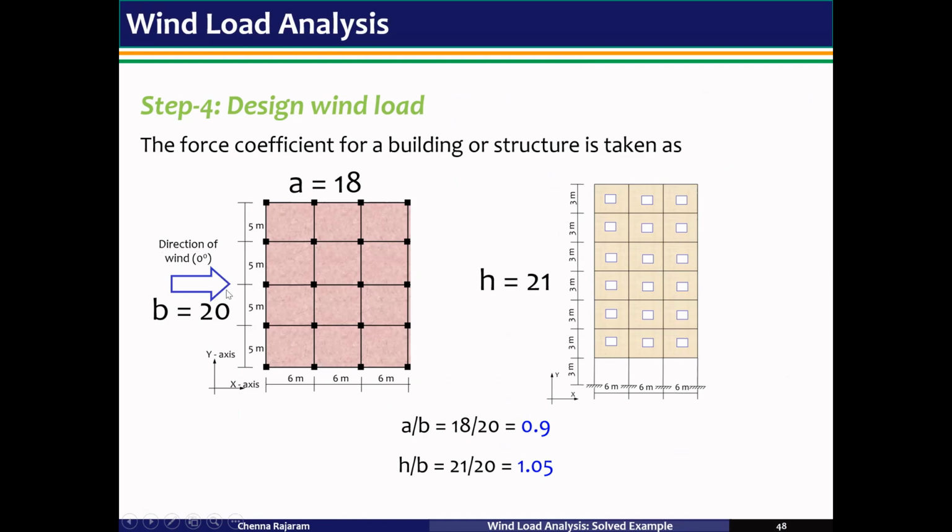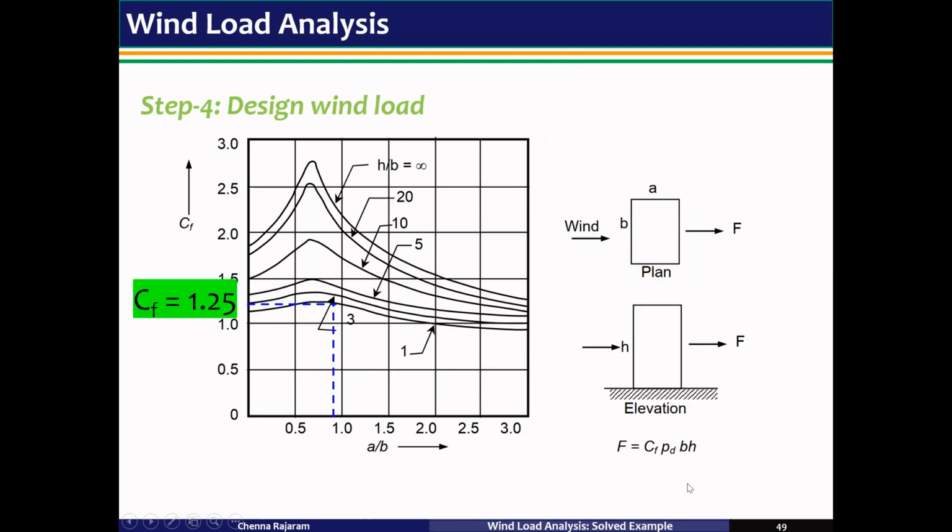So this is the wind direction, 0 degrees. And coming to the elevation, the total height of the structure is 21 meters. Now calculate the aspect ratios. A by B, where A is equal to 18 and B is equal to 20, gives 0.9. And H by B, where H is equal to 21 and B is equal to 20, gives 1.05.